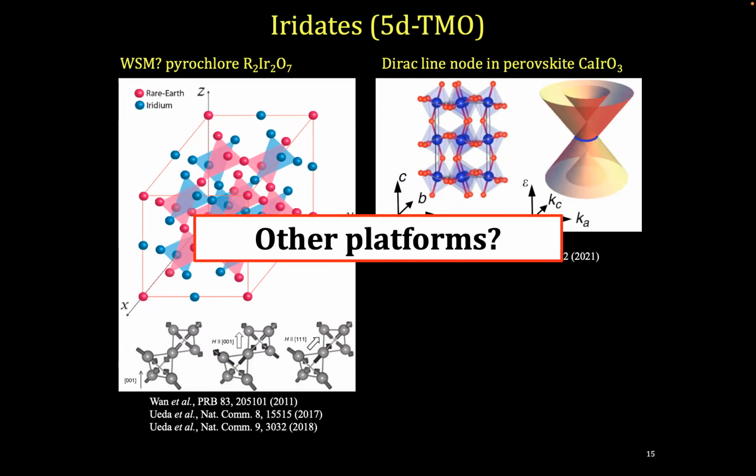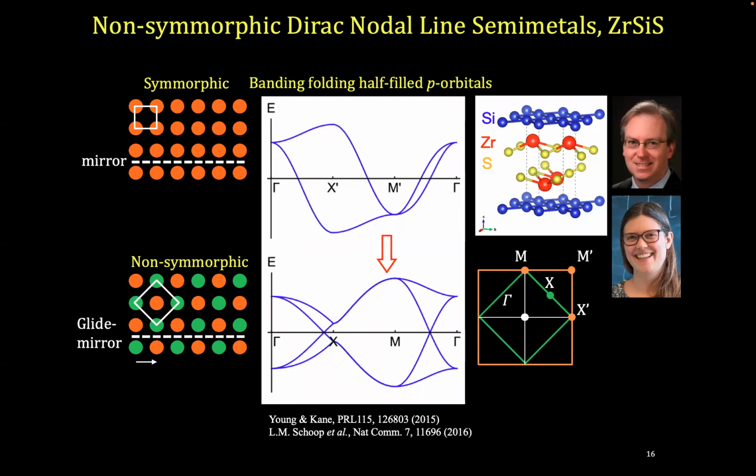So the question is, what other platform can we explore? In this case, today I'll mainly focus on this particular non-symmorphic Dirac nodal-line semi-metal. This theoretical picture was proposed by Young and Kane in this paper, PRL. Basically, if you play with the non-symmorphic symmetries, you can create a band folding. For example, this is a p orbital. If you have a non-symmorphic symmetry, you fold up one zone, and then you create the Dirac crossing protected by the non-symmorphic symmetry here. So this is the basic idea.